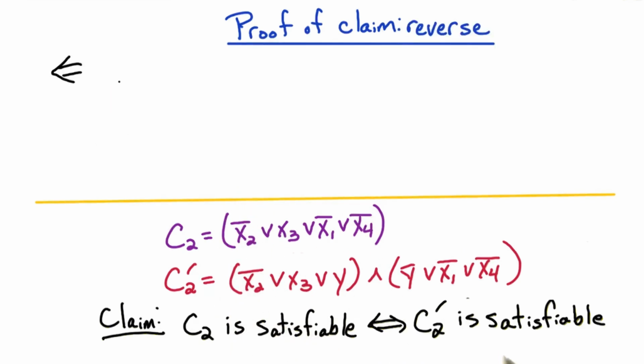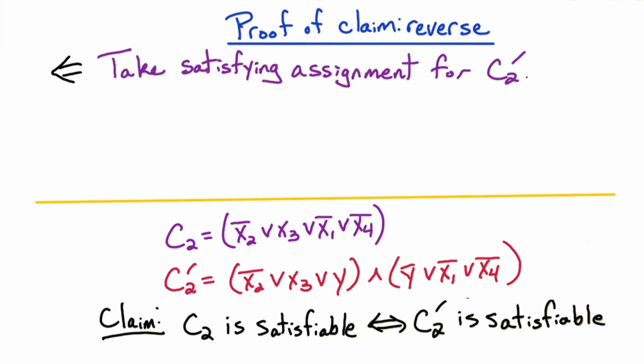Now let's look at the reverse implication. In this case, we're going to take a satisfying assignment for C2 prime, and we're going to construct a satisfying assignment for C2. What we're going to show is that if we just ignore y, whatever the assignment was for x1, x2, x3, and x4, which satisfied C2 prime, that's going to satisfy C2. Now there will be 2 cases. Either y is true or y is false.